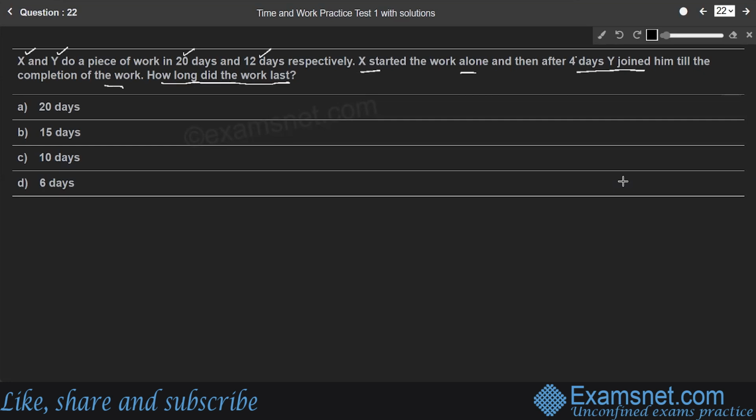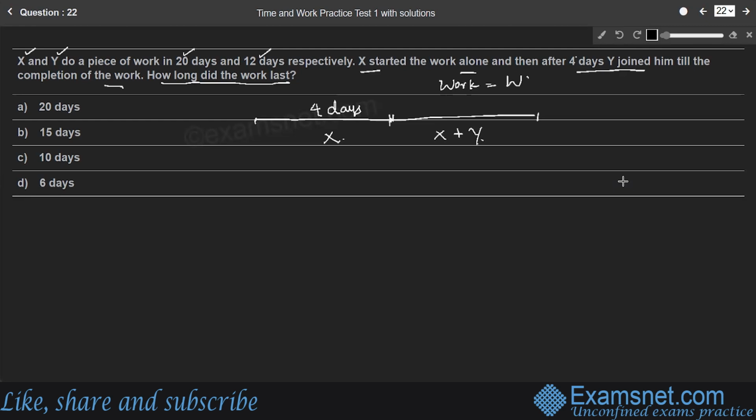So for the first 4 days, X started the work alone. So we'll consider 4 days of work here, and X alone is doing his work for 4 days. Then after 4 days, Y joined him. So after 4 days, X and Y both are working. So let the work be W here. To complete the total work, for the first 4 days, X alone is working.